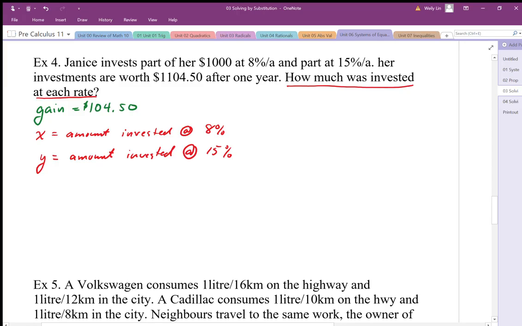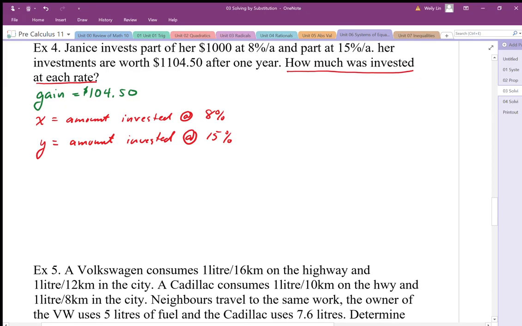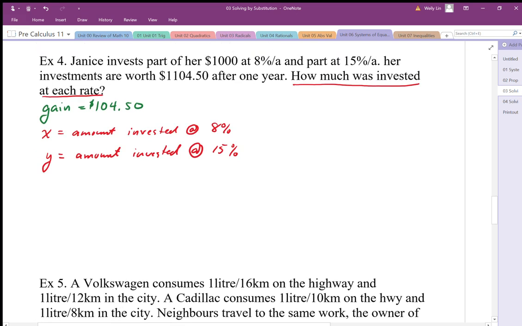It's 1 year, so that /a means per annum, or per year, so we only have to worry about 1 year's worth of calculations here. I've established my variables. I've got two variables, and I now need to come up with two relationships. Here's the amount invested: the total amount is 1,000. So that's my first equation, and it looks kind of easy. The total amount is $1,000. But I need one more relationship.